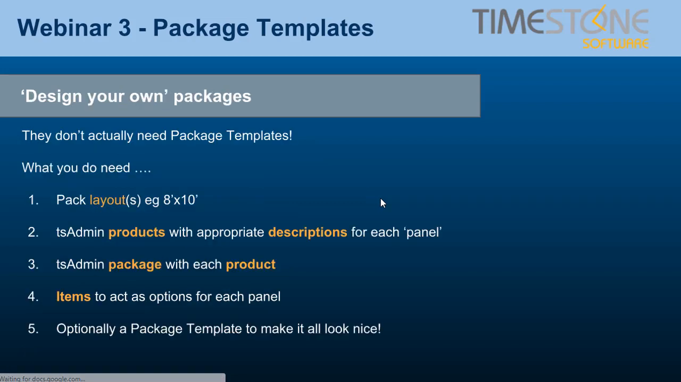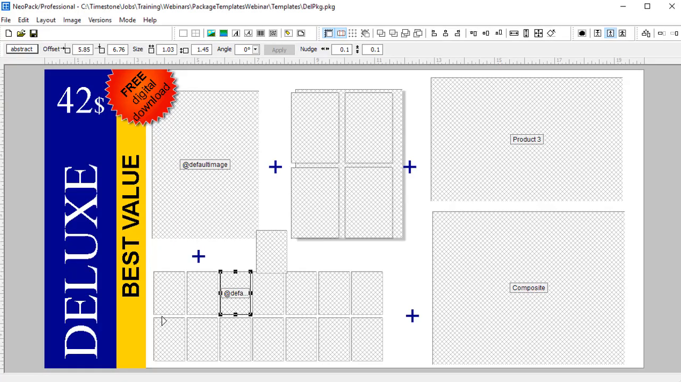Well, let's go back to here. First thing I want to stress is you don't actually need package templates to do that customized build your own package. What you do need are pack layouts and items, and then you put relevant information into TS admin. It's just pack layouts and items, which has been around for 100 years in Neopack. You're essentially online, you're doing this. Let me go to my job.